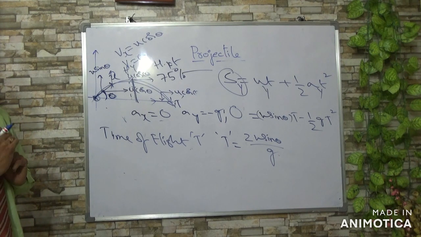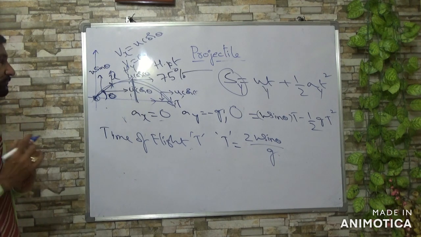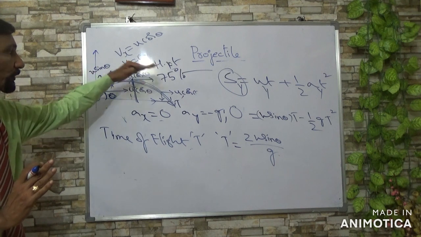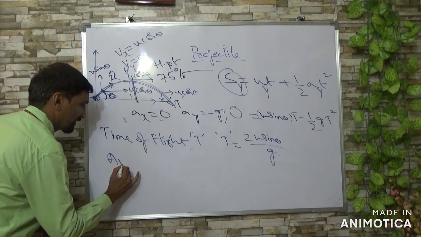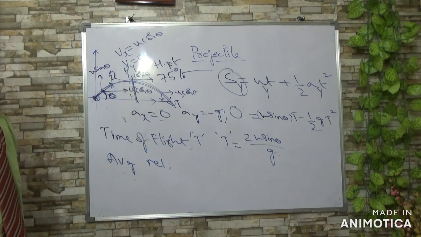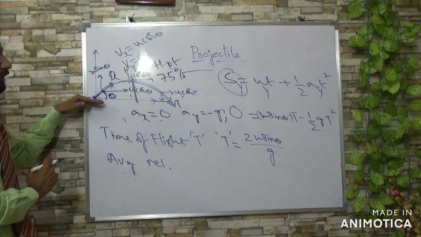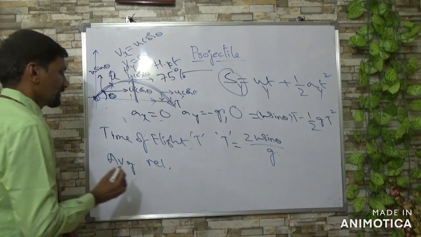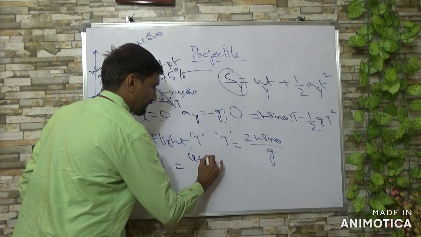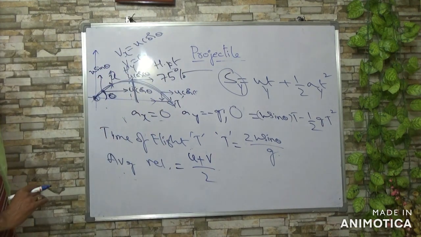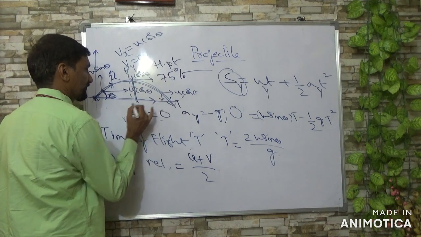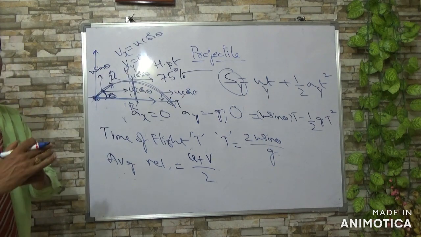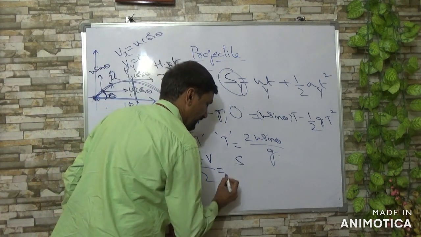Now suppose you want to find the average velocity of the projectile from the point of projection till it reaches the ground. Between the point of projection and the ground, means during the time of flight, you can take starting velocity plus final velocity by 2. Otherwise, you see, this is the displacement, right? You can define average in another way also: total displacement by total time.